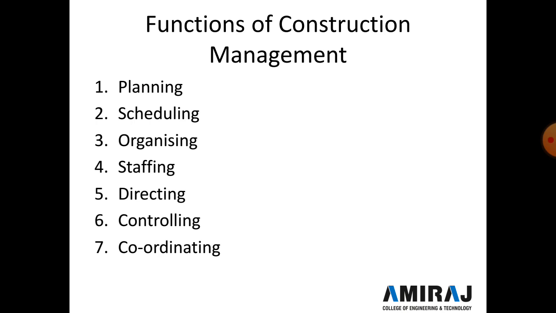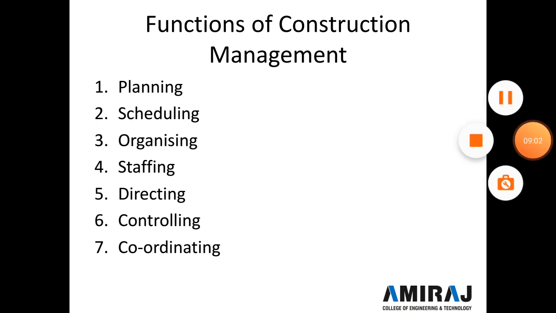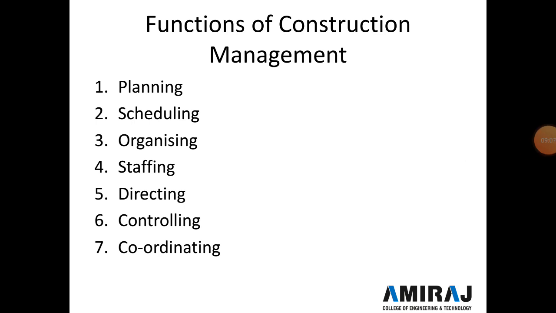Now the seventh function of construction management is coordination, or coordinating. Coordinating is necessary to bring together and coordinate the work of various departments and sections, so that each department and section is aware of its role and responsibility. For proper coordination, regular meetings of the departmental or sectional heads with the top management are arranged, so that the plans, problems and other remedies are discussed for determining the best solution.